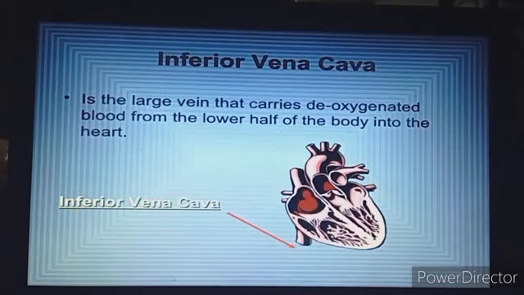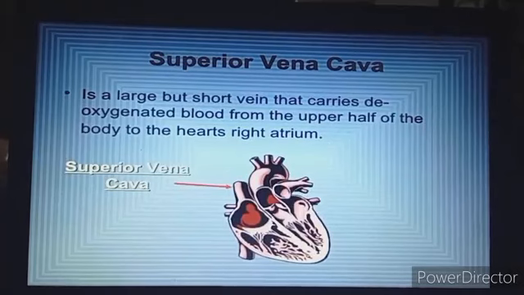Now, what is the inferior vena cava? The inferior vena cava is the large vein that carries deoxygenated blood from the lower half of the body into the heart. And the superior vena cava is a large but short vein that carries deoxygenated blood from the upper half of the body to the heart's right atrium.